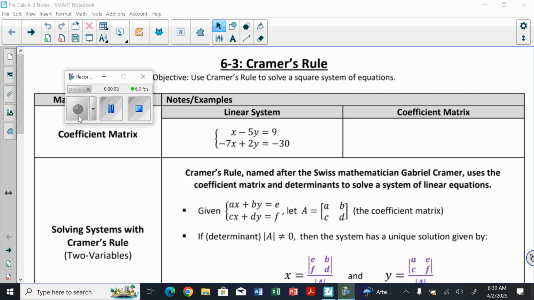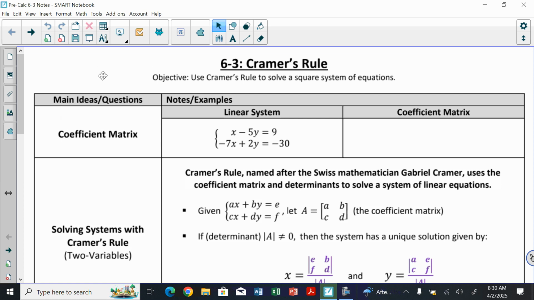All right, so let's talk about this section in chapter 6. The last one in chapter 6, 6.3, the last one we're going to cover, is about Cramer's rule. Cramer was a Swiss mathematician, Gabriel Cramer. He discovered this formula and it was named after him, so he's a very famous mathematician, on how to use the coefficient matrix and determinants to solve linear equations.